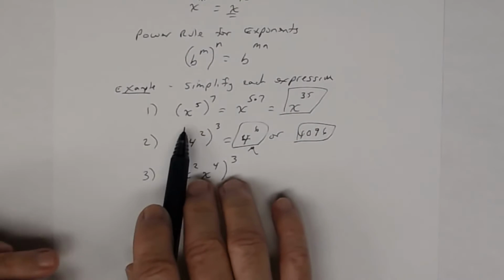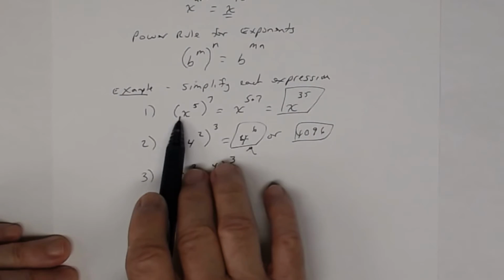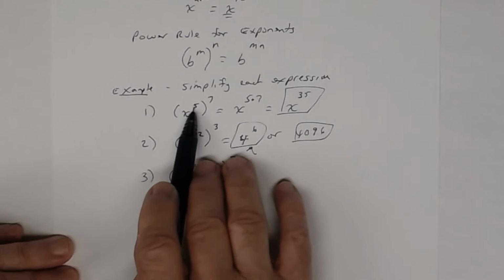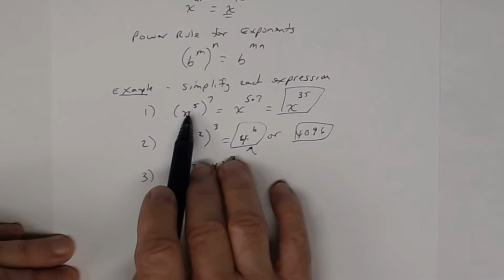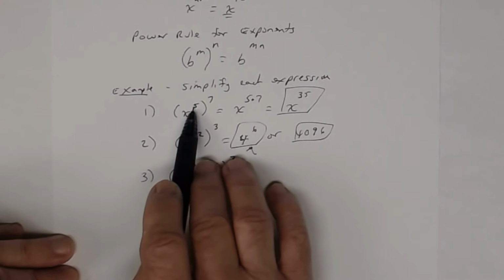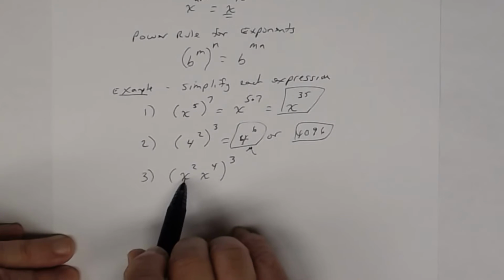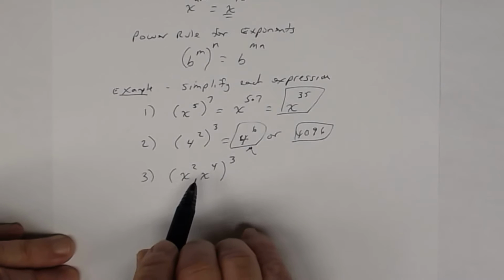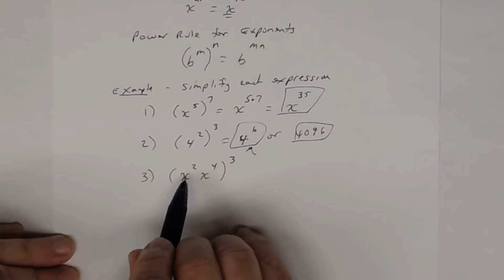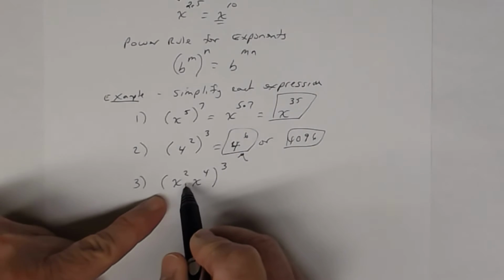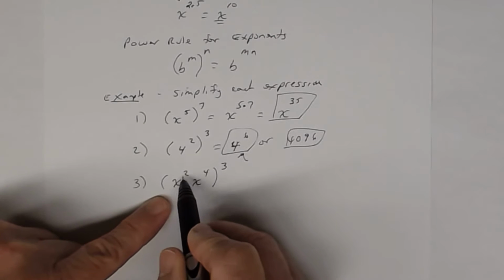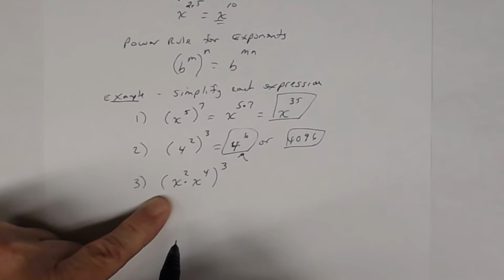I want to try and make it look like this right here, where you have just one expression, just one variable raised to a power. You see, you have kind of two. They're the same variables, and I kind of gave it away, but it's two different factors you can think of: x squared times x to the fourth.